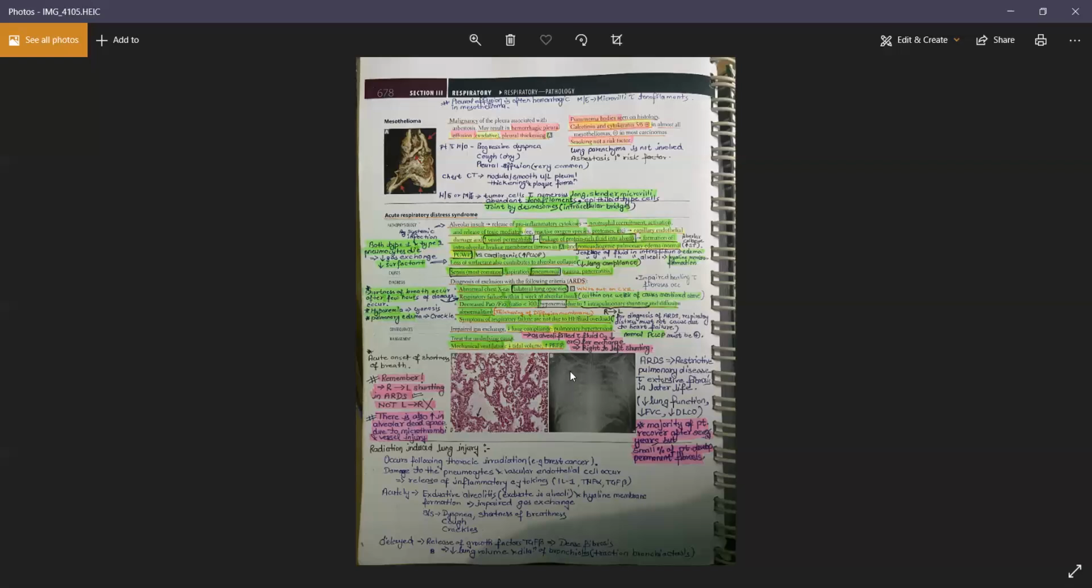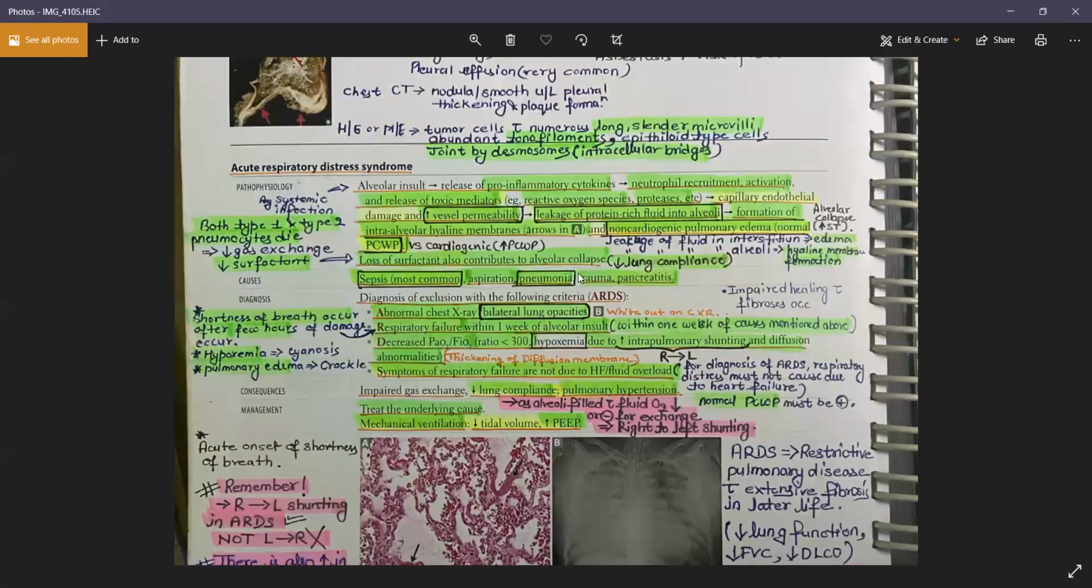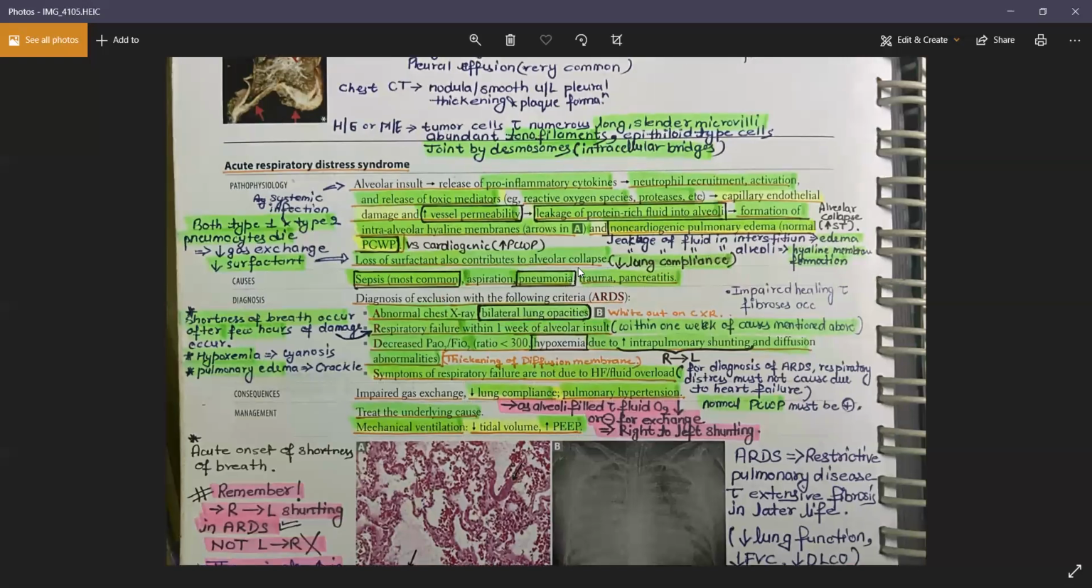But pneumonia is a cause of ARDS. Pneumonia is not ARDS, right? So when this pneumonia becomes so severe and it involves the bilateral lung, you will call it ARDS.